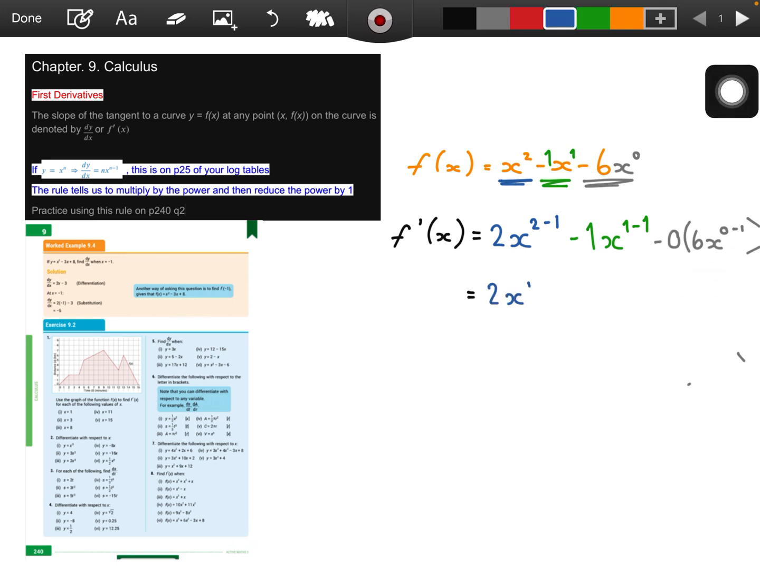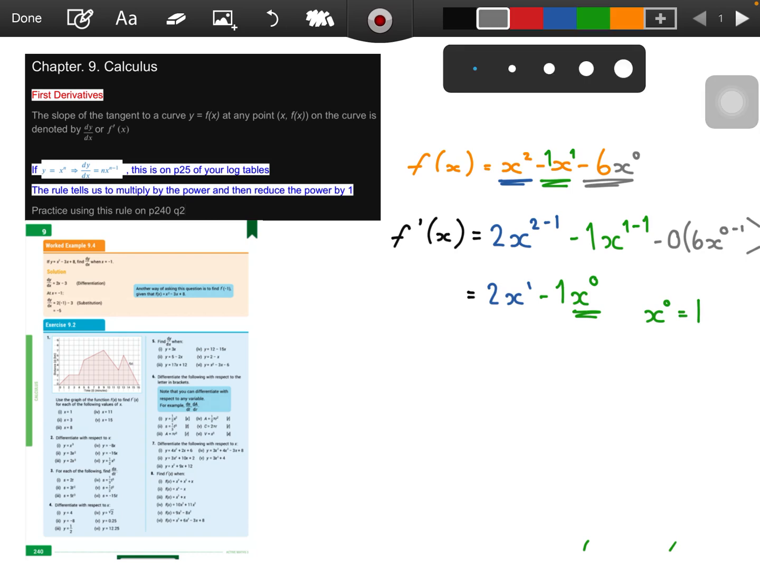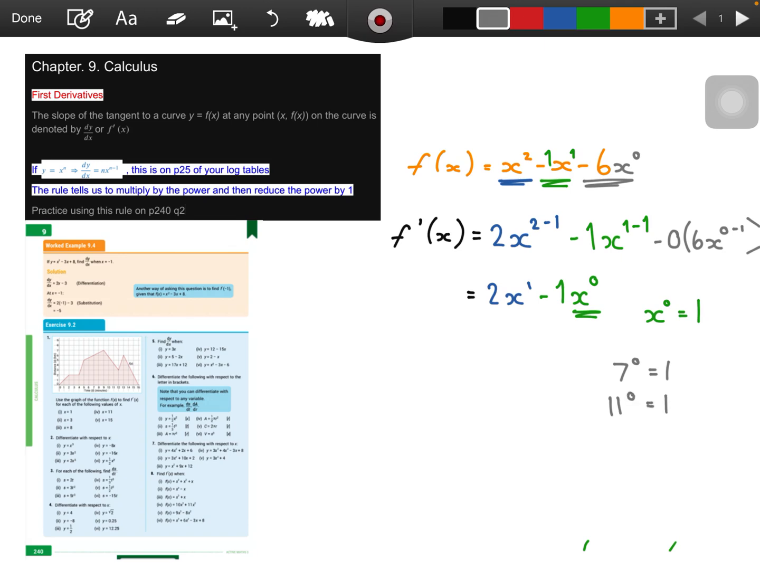So I'm going to have here 2x to the power of 1 minus 1x to the power of 0. And then that's going to go to 0. So here, what's this x to the power of 0 the same as? Anything to the power of 0 is equal to 1. You can test that for yourself if you want. You can type into your calculator 7 to the power of 0, you'll get 1. 11 to the power of 0, you'll still get 1. Anything to the power of 0, we get 1.